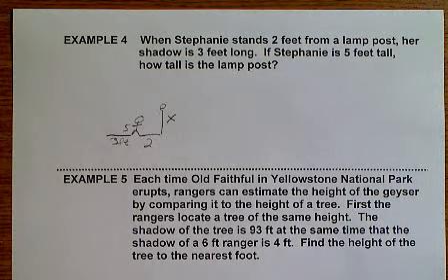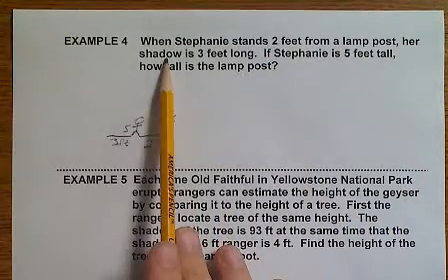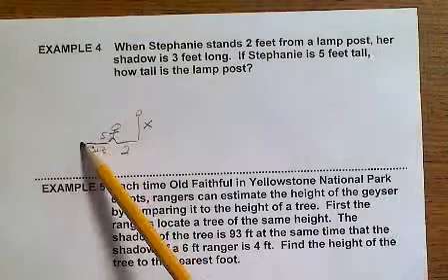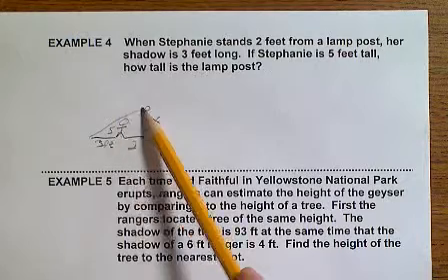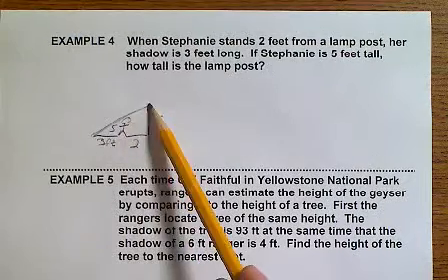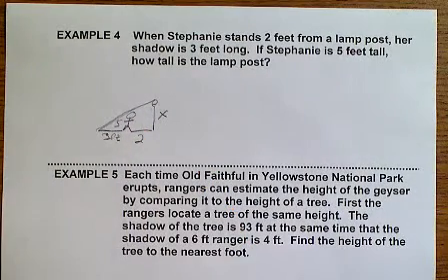So she's standing 2 feet from the lamp post. Her shadow is 3 feet tall. She is 5 feet. We will know how tall is the lamp post. I was actually missing a little bit of information because we're having to assume that she's standing where her shadow and the lamppost shadow are the same.